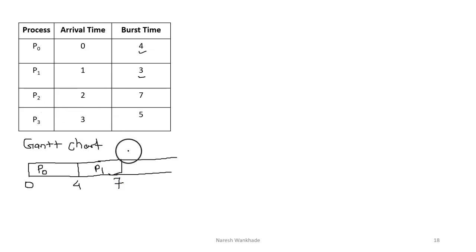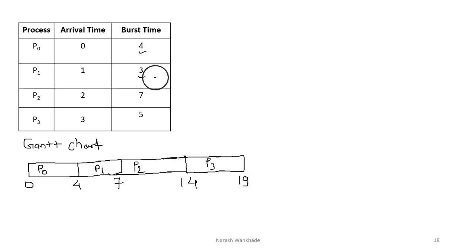After P1, there is next process P2. The burst time for P2 is 7. P2 will hold CPU for 7, means this 7 plus 7 is 14. The next process is P3 in the queue. P3 will hold CPU for 5, means total time is 19.